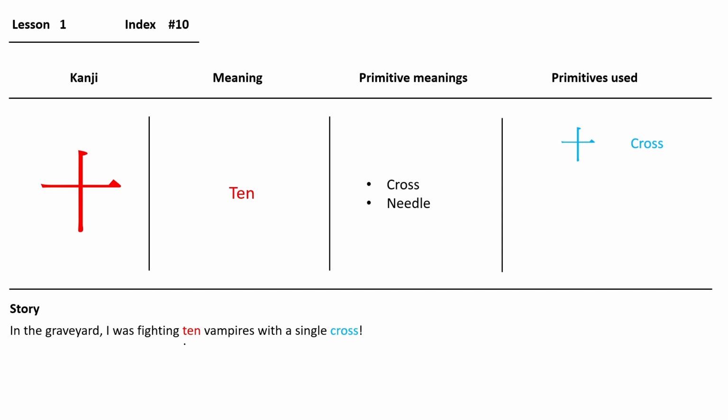So there are 10 of them, but what are you going to do? You only have one single cross, but somehow you still manage to defeat all of them.